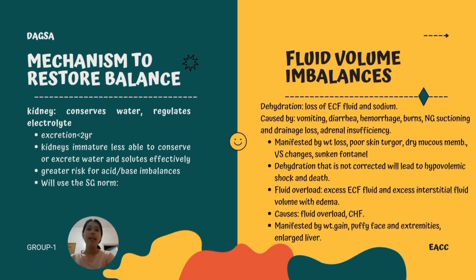Fluid volume imbalance refers to abnormal amounts of fluid in the body, which can result from a variety of causes. These imbalances can have serious consequences for the body's overall health and functioning. There are two main types of fluid volume imbalance: dehydration and overhydration.